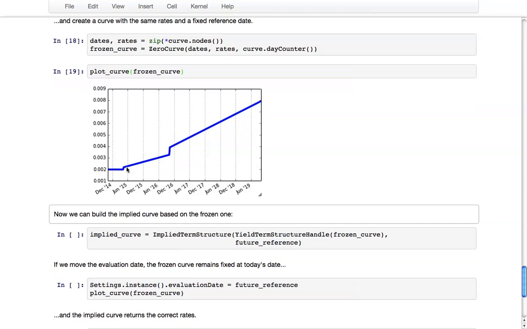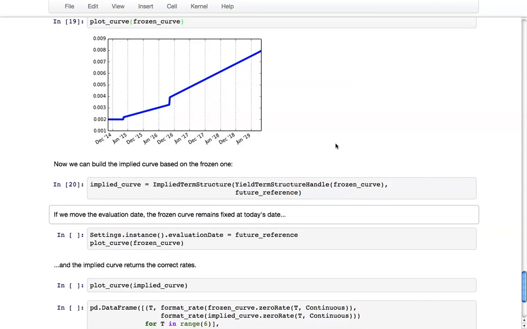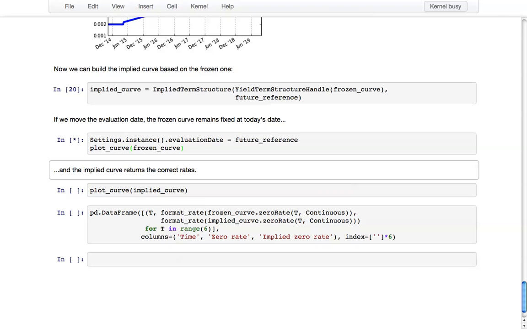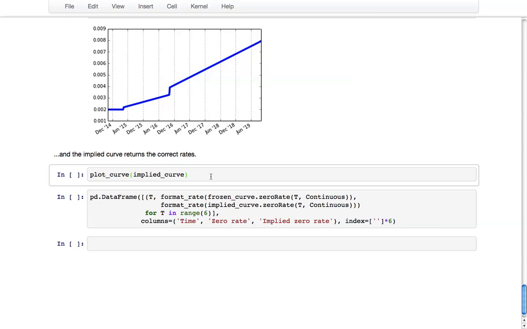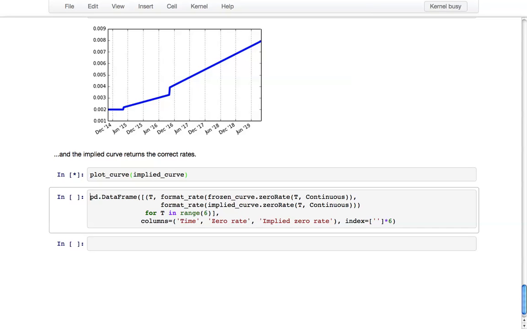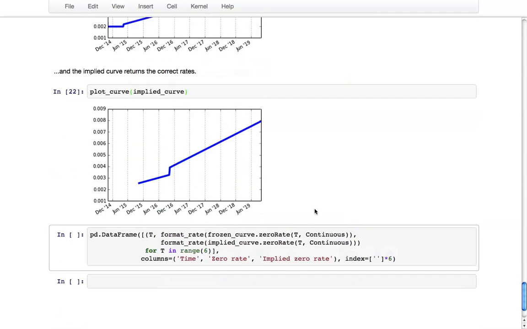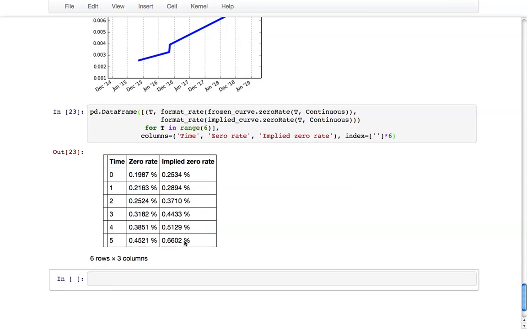So you can see it is the same curve that we had before. So here is the jump in late 16, and now we can build the implied curve based on this one instead of the first one. Now we can safely move the evaluation date to the future reference, 1 year from now, and the frozen curve will stay fixed in place, so no shift in time. At this point, the implied curve returns the correct rates. You can plot it, see that it has the expected shape, starts 1 year from now and has the same forwards as the original one, and the zero rates are those we expected, from 25 to 66 basis points.